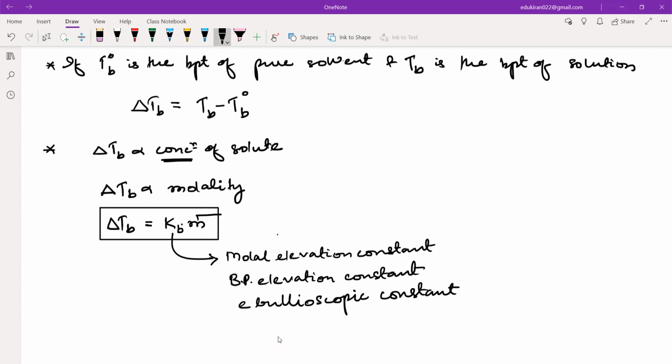Write these down too. Later you will keep wondering what m is here. It is molality. And what is delta TB? Delta TB is TB minus T naught B.